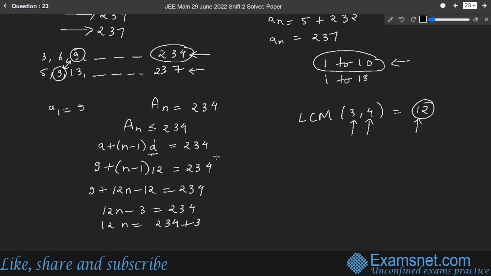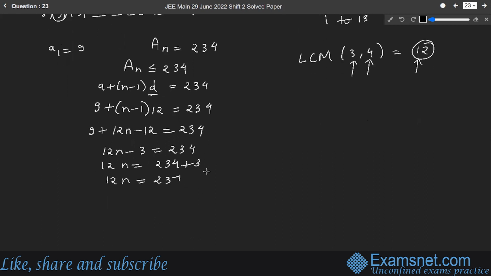234 plus 3 will be 237. So 12n will be equal to 237. And from here, we will get the value of n as 237 by 12, which will be equal to 19.75. But we know that the value of n is always a natural number. So if we just take the integral part here, the value of n will be 19. Means the maximum terms that are common in both the series are 19 terms.